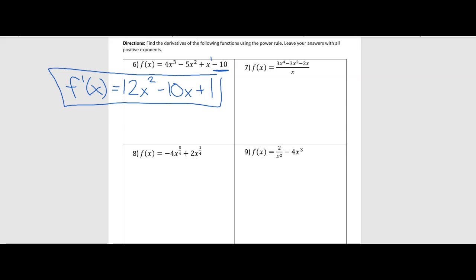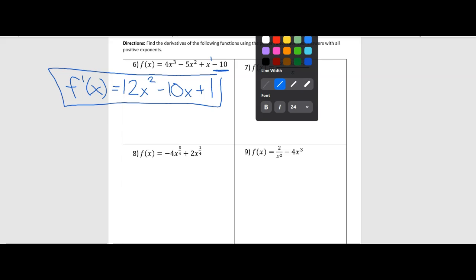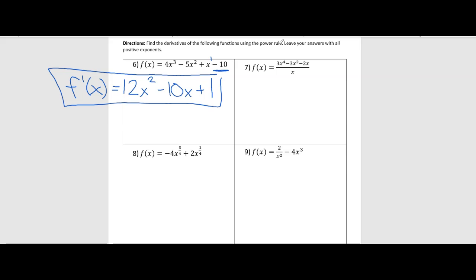Okay, let's look at number 7. Now, number 7 looks a bit different. It's a quotient, so we can't just immediately go and apply the power rule. We can simplify this, though, right? So we could factor out an x from the numerator and simplify it with the denominator. So let me rewrite this. So it's going to be equal to x times the quantity 3x cubed minus 3x minus 2 all over x.